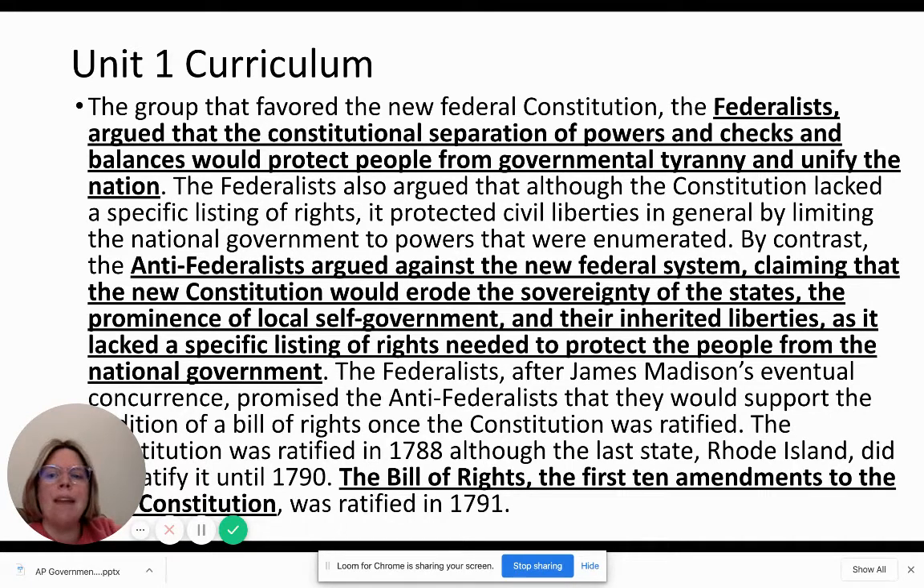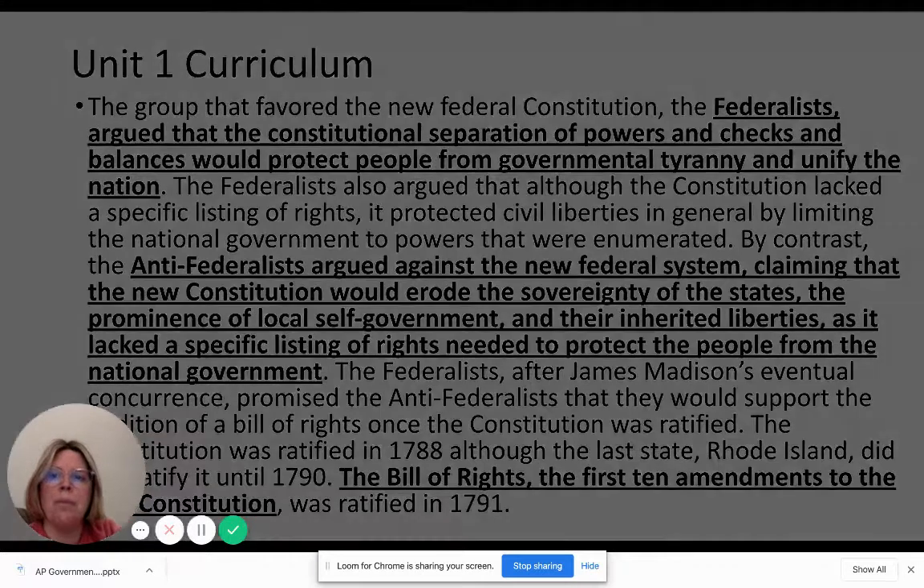And so Madison basically said, okay, fine, we'll put in a Bill of Rights, but after. Please ratify this first, and then we'll put in a Bill of Rights. So the Federalists, after James Madison's eventual concurrence, promised the Anti-Federalists that they would support a Bill of Rights once the Constitution was ratified. The Constitution was ratified in 1788, although the last state, Rhode Island, did not ratify until 1790. The Bill of Rights, the first 10 amendments to the Constitution, was ratified in 1791.